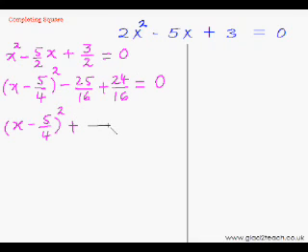Plus, minus 25 plus 24, divided by 16, equal to 0. Make sure that you put plus here and not minus. Otherwise, you'll get a wrong answer. So, minus 25 plus 24 would be minus 1. So that means this whole thing is minus 1 over 16.